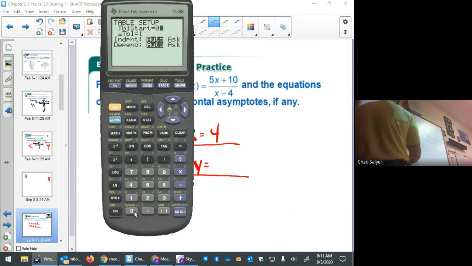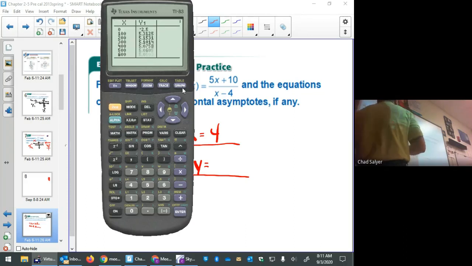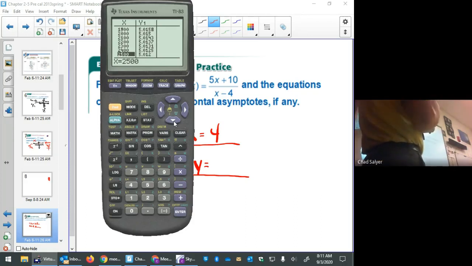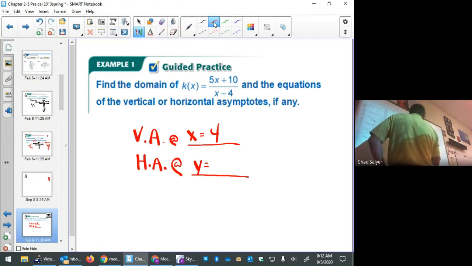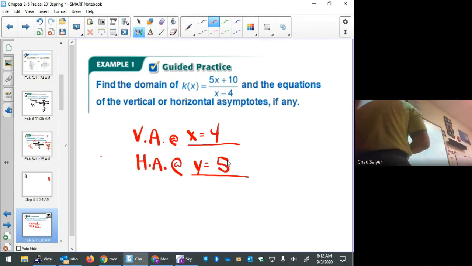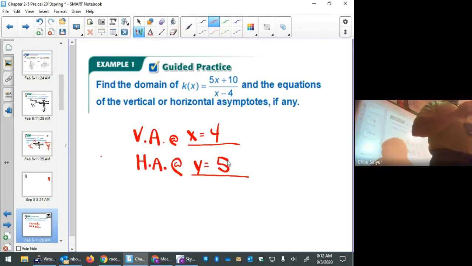So let's go up to 0 on the graph, and I'll go up by 100 each time, I'm sorry, on the table. And so what value does it look like I'm approaching here? 0. And look carefully. Can you see this number? It's getting closer and closer to 5. So the answer is a horizontal asymptote at y equals 5.